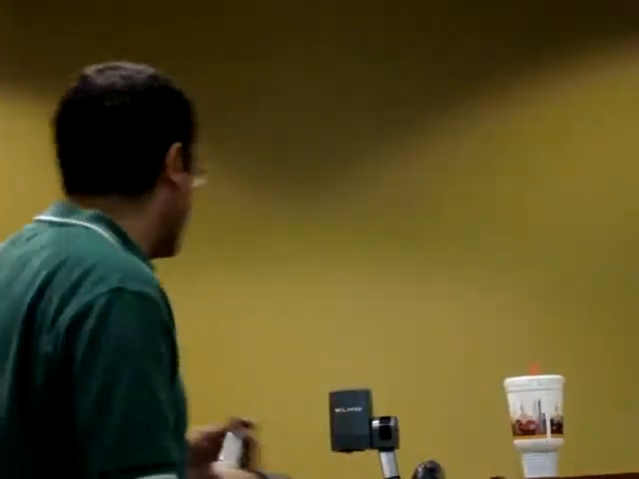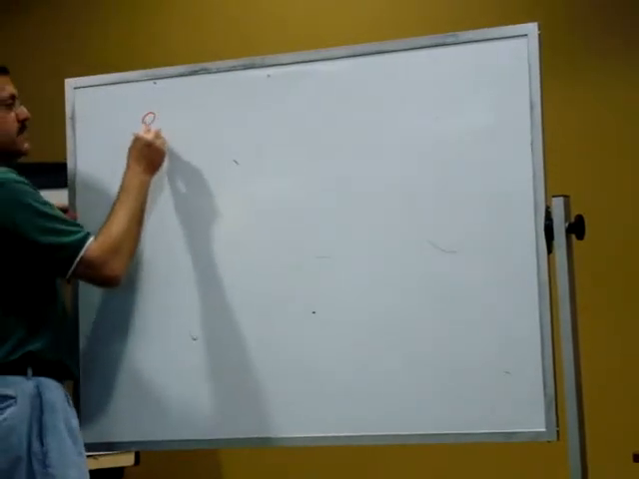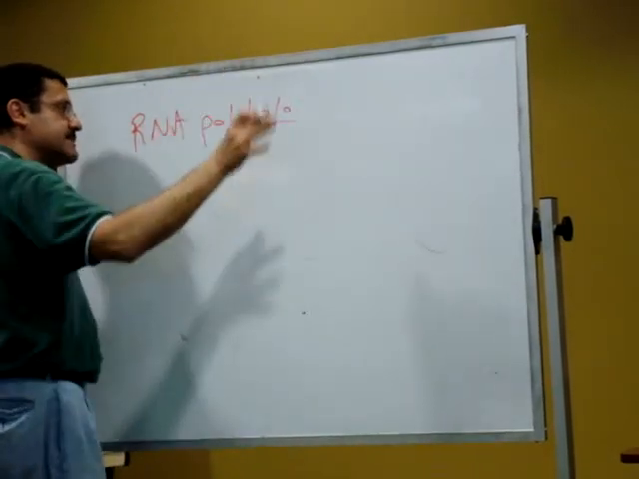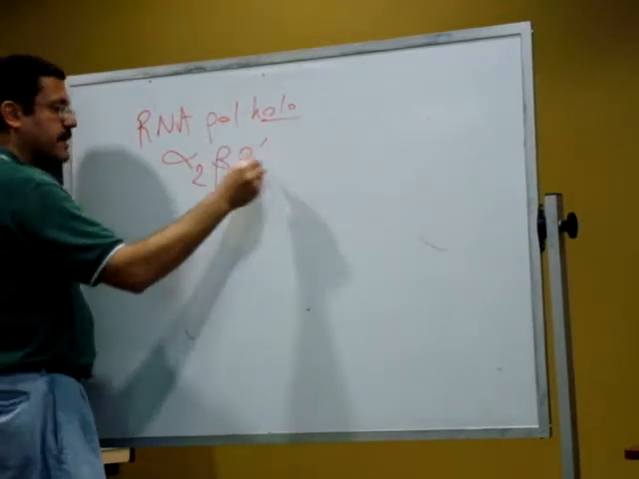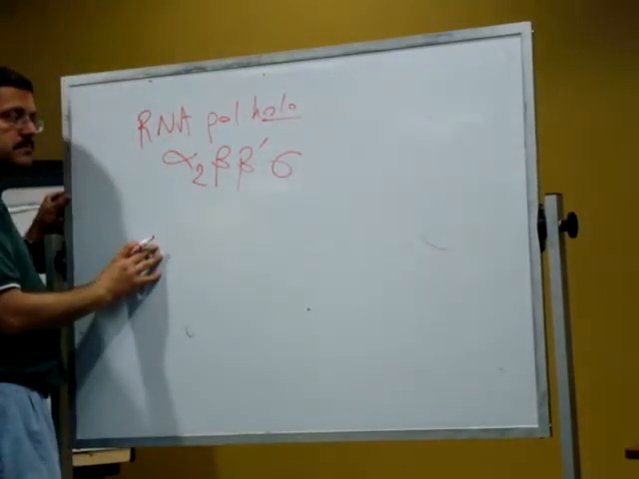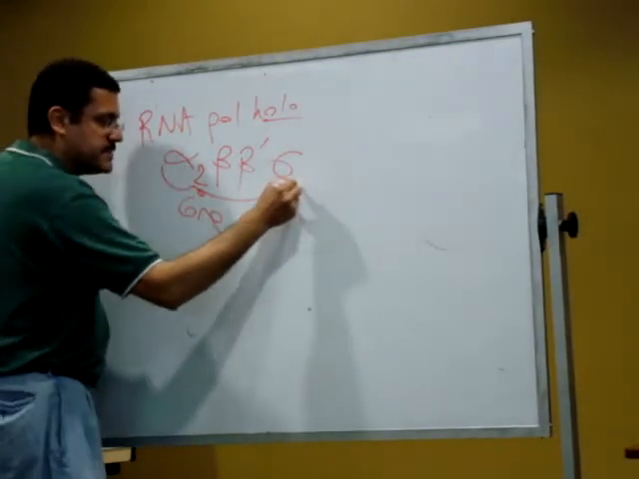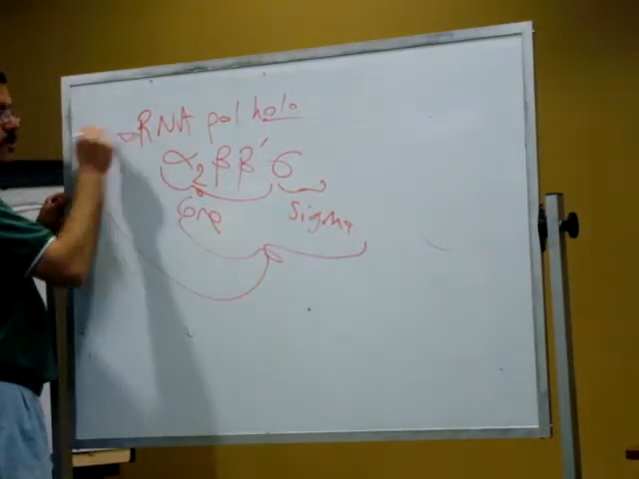What is the makeup of the RNA pol holoenzyme in E. coli? Remember, you have the RNA pol holoenzyme. Holoenzyme means the entire thing. So what do you have? You have alpha 2, beta, beta prime, sigma. If it's this part, it's called the core. If it's this part, it's called sigma. If it's together, it's called the holoenzyme.